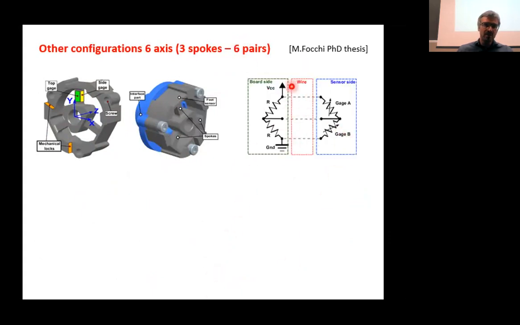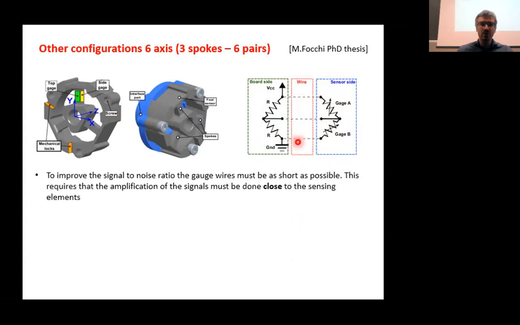An important point is to reduce the wire between the two Wheatstone sides, because normally this is happening at the acquisition board level, and this is happening on the spoke itself. So if you have a long wire, you will have a lot of coupled noise, and you will also have some voltage drop here. This will affect the reading. So to improve the signal to noise ratio, the gauge wires must be as short as possible.